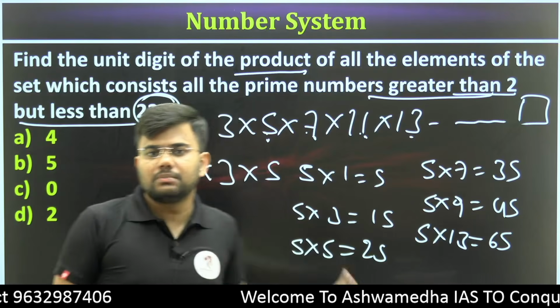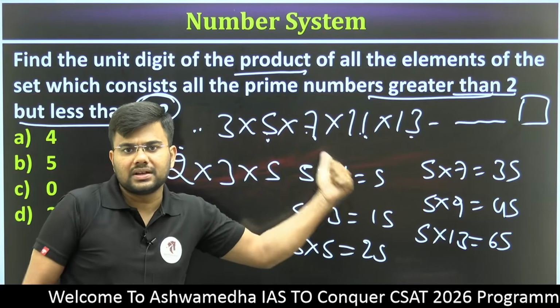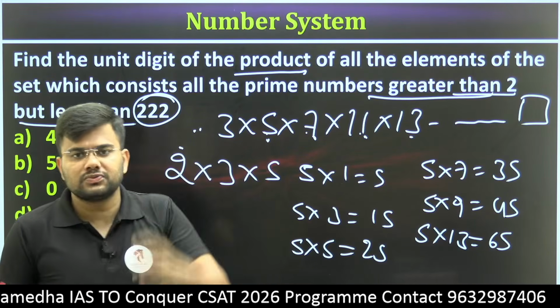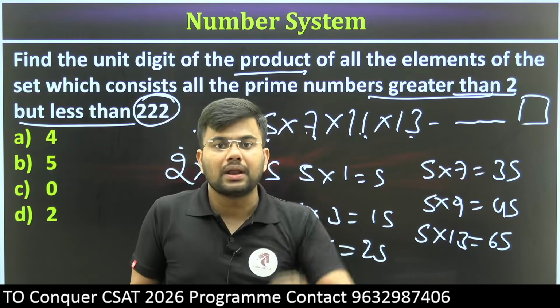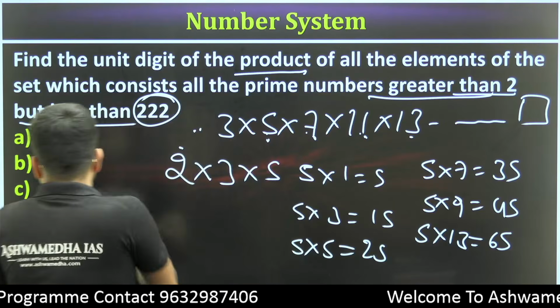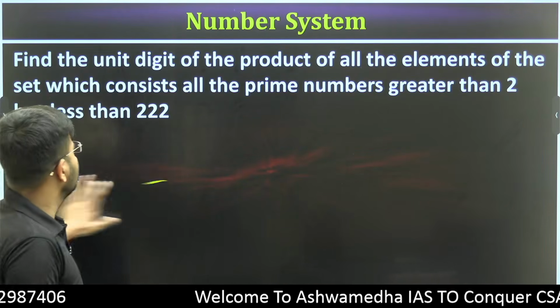If any even number had come in that series, then the unit digit would have been 0. Since there is no even number, the unit digit would be 5 itself, because 5 multiplied with any odd number gives a unit digit of 5 itself. So the unit digit is 5. Don't write all the prime numbers.